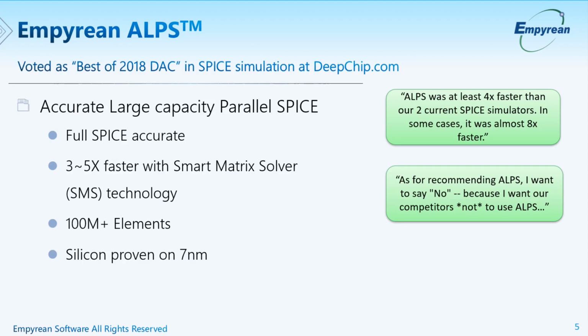So, in order to solve all those challenges in SPICE simulations, Empyrean Software came up with a tool called ALPS, which is Accurate Large Capacity Parallel SPICE. It is a true SPICE with full SPICE accuracy, and with the help of smart matrix solver technology, which is going to be introduced in the next slides, you can achieve 3 to 5 times faster speed than other competitors' SPICE. It has capacity of more than 100 million elements, and its accuracy has been silicon proven on 7-nanometer designs. It was recently voted best of 2018 DAC in the SPICE simulation category by one of the media, and you can see the actual user quotes on the right-hand side.